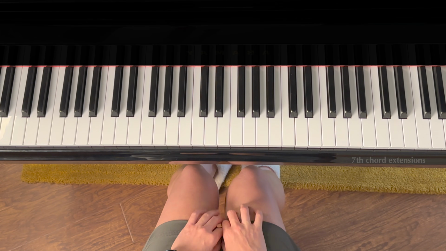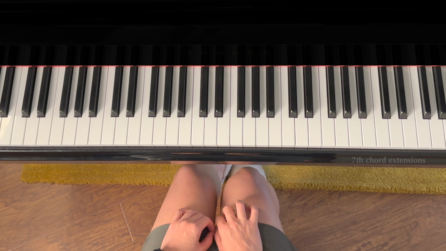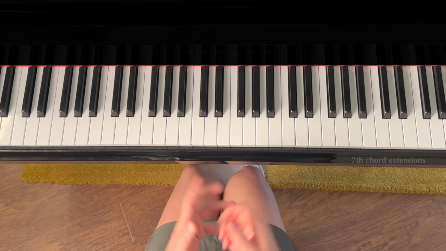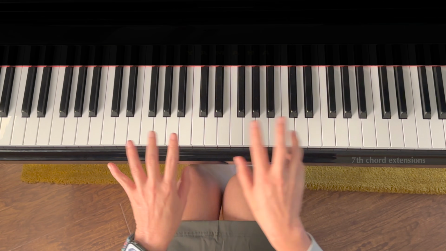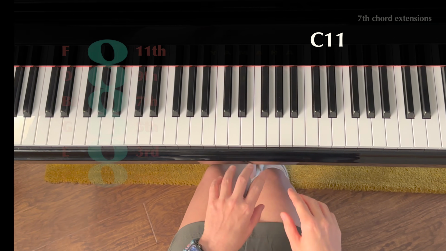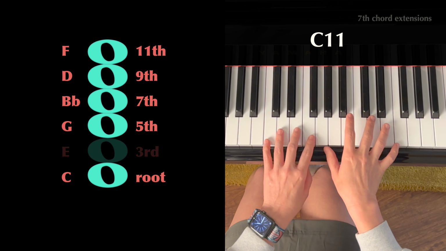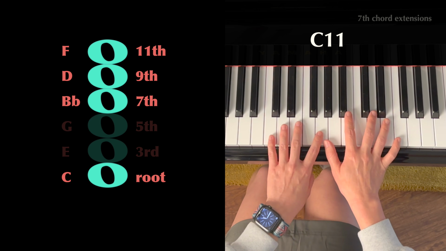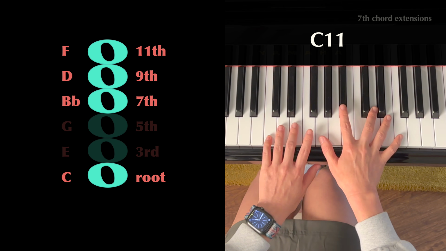With extended 7th chords, certain parts of the chord are often left out because of dissonance or because we simply don't have enough fingers to play all the notes. So in extended 11th chords, the 3rd and the 5th are often left out. So here it is with all of the notes included.